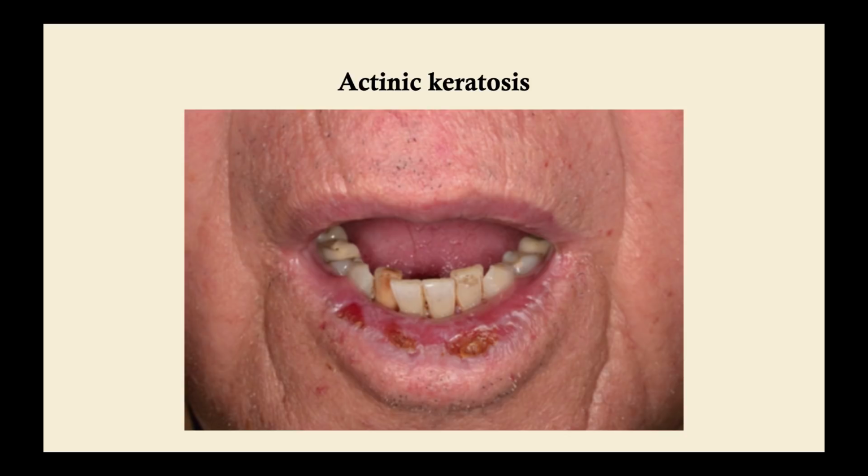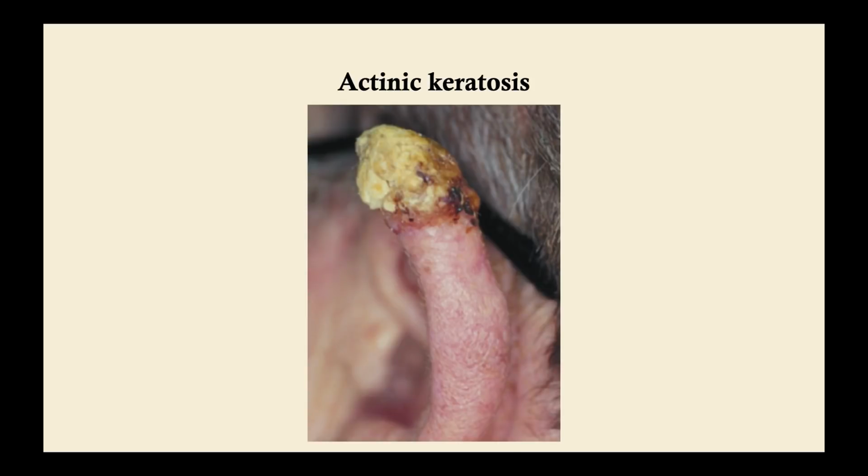And you can also get actinic keratosis of the mucous membranes as well. This is on the lower lip. Remember that squamous cell carcinoma has a propensity for the lower lip. And when you develop it there, the prognosis is actually worse, as we're going to see. You can also develop it on the ear. Again, like the lower lip, if it develops on the ear, prognosis is slightly worse.